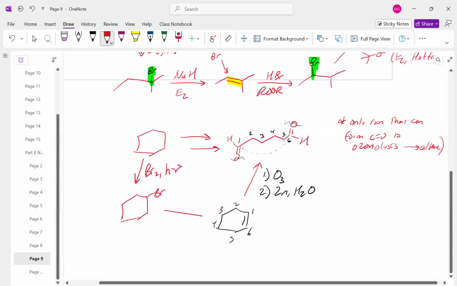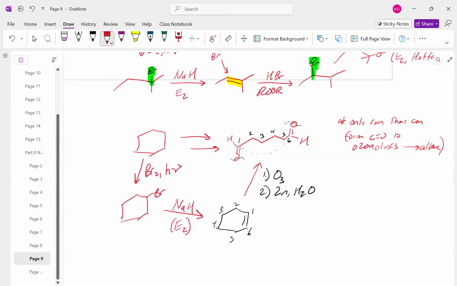And then do we know how to get rid of that bromine and make a double bond? Yeah, we spend part of a whole unit on beta elimination. If we use a strong enough base, we can do an E2. And in this case, as long as it's a strong base, it doesn't matter if it's bulky or not. There's only one place that double bond can go, and that's where we need it to.